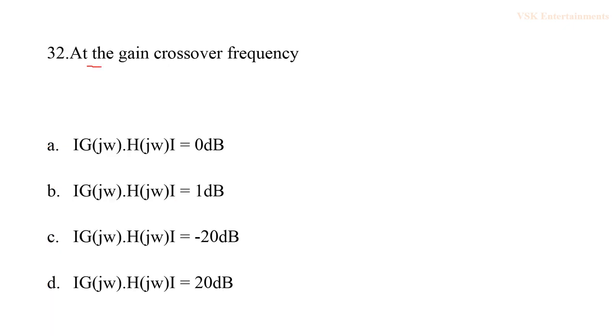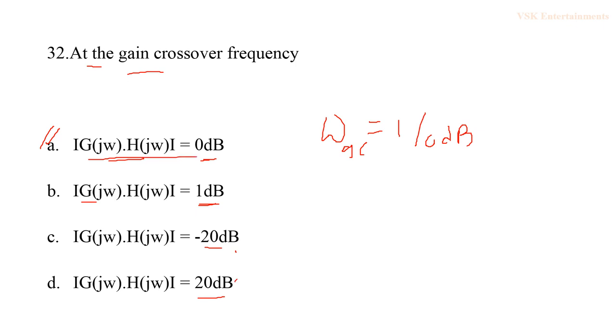Next bit is, at gain crossover frequency, the options are magnitude is 0 decibels, magnitude is 1 decibel, magnitude is minus 20 decibels and plus 20 decibels. This bit is depending upon the definition of gain crossover frequency. Gain crossover frequency is defined as the frequency at which magnitude is unity or 0 decibels. So option A is the magnitude which is 0 decibels. Option B is the magnitude which is 1 decibel, and these two are minus 20 and plus 20. So for this, option A is the right answer.